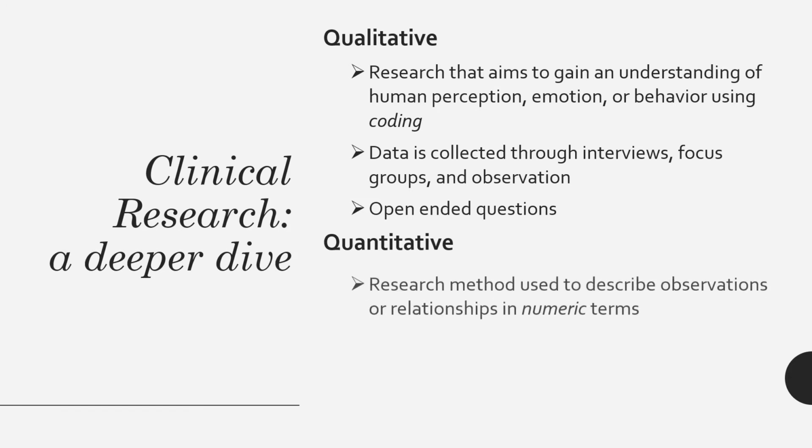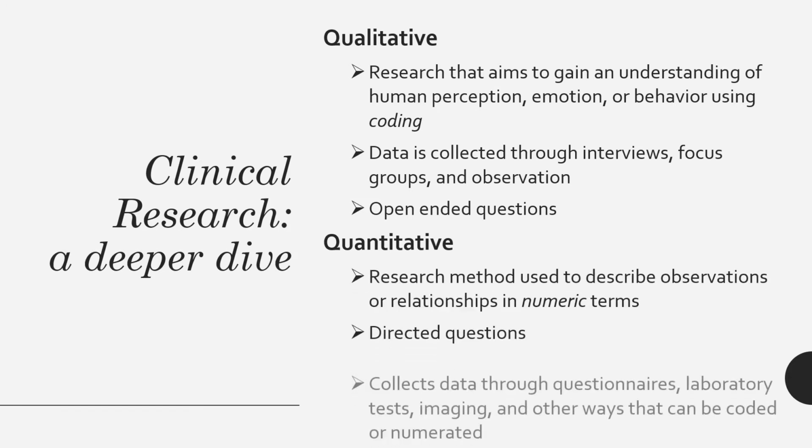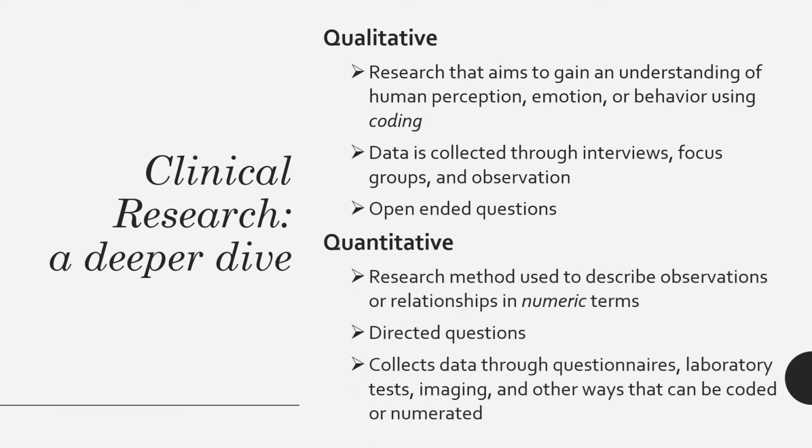When we talk about quantitative research, this is research methods that are used to describe observations or relationships in numeric terms. So these are directed questions. It's yes or no, it's a 1 through 5, those types of things. People are not elaborating on what it is that they like or dislike about something. This collects data through questionnaires, laboratory tests, imaging, and other ways that can be coded or numerated. It's numbers.